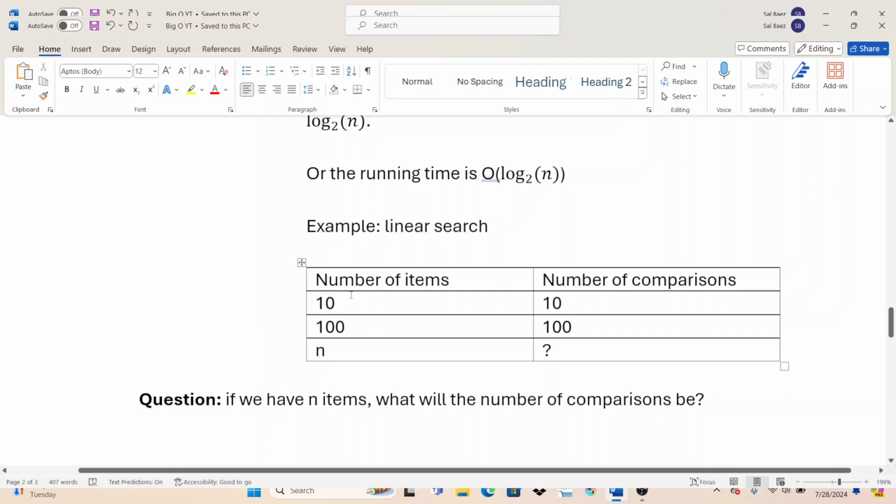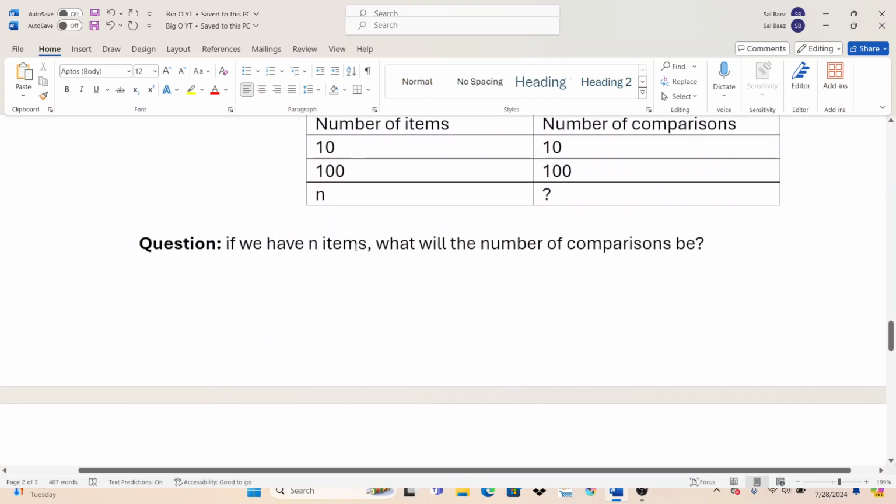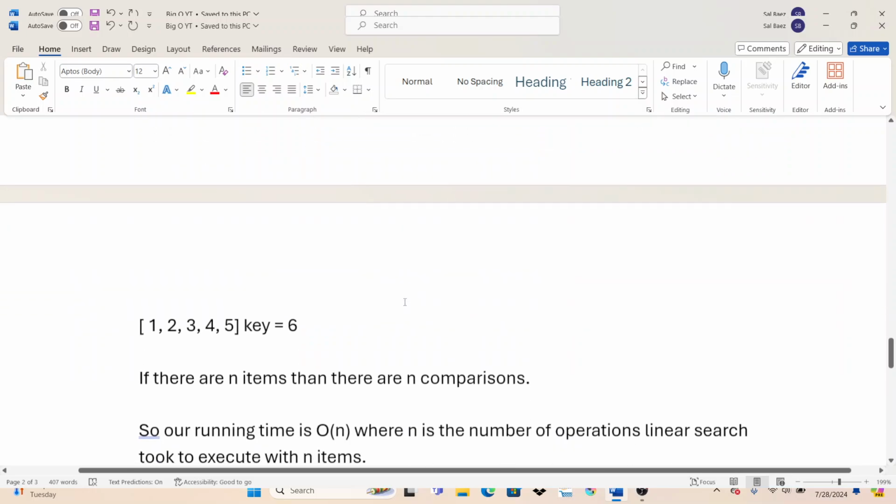So again, we have 10 items, we have 10 comparisons. In linear search, we're looking through the array. It's like binary search, but the difference is that in linear search, we have to look through the whole array. And so we have the same question again: with n items, what will the comparisons be? If we're trying to figure out whether 6 is in the array using linear search, I'll go through: is 6 here? No. Is 6 here? No. Is 6 here? No. I'll use a small example, 5. So if I have 5 items, I'm going to have 5 comparisons. I hope that was clear.